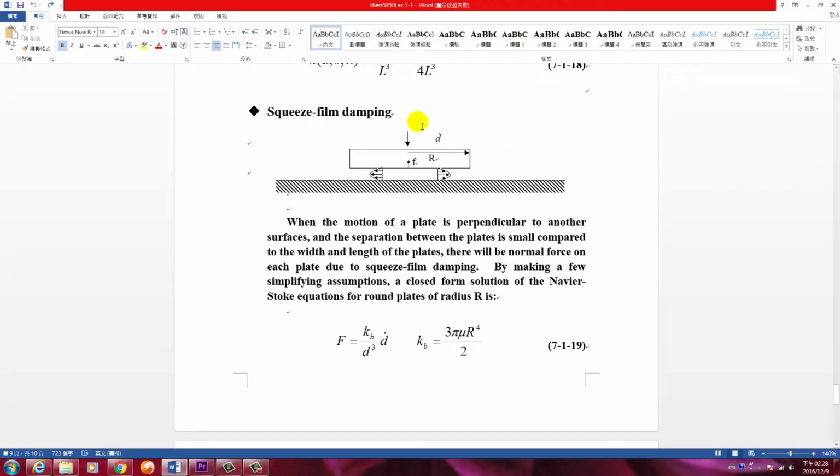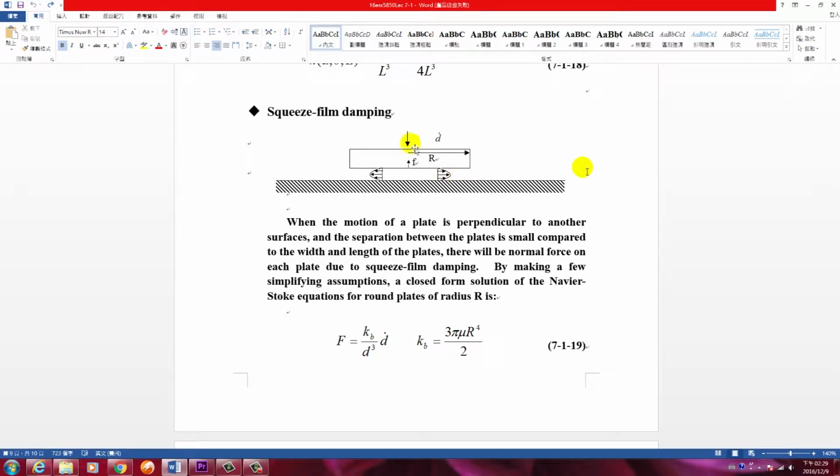The squeeze film damping means we have the plate moving up and down, and if the plate is close to a bottom surface, the air underneath will be pushed away from the small channel outward. In this case, the movement of the fluid will give a lot of friction onto the surface of the plate. So this process we call the squeeze film damping.